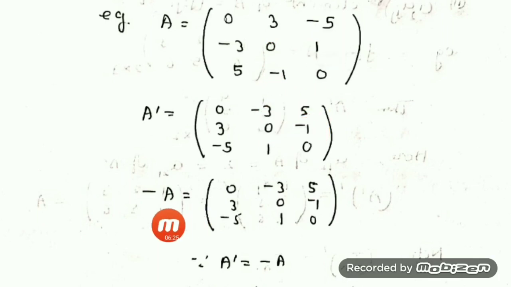Similarly, but if I take the negative of A, multiply by minus 1, what do we get? 0, minus 3, 5, 3, 0, minus 1, minus 5, 1, 0. Now compare these two: 0, 0, 3, 3, 5, 5, minus 3 and so on. So A transpose equal to minus A. Therefore we can say that A is skew symmetric.